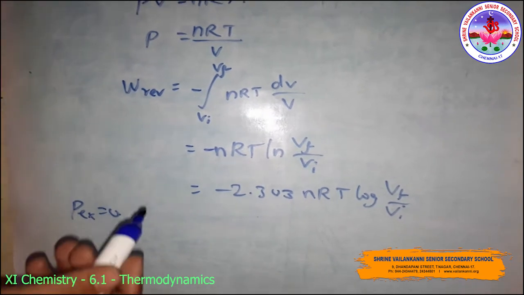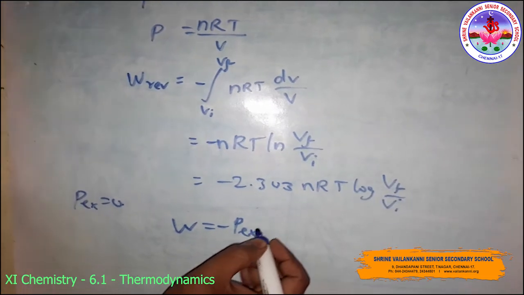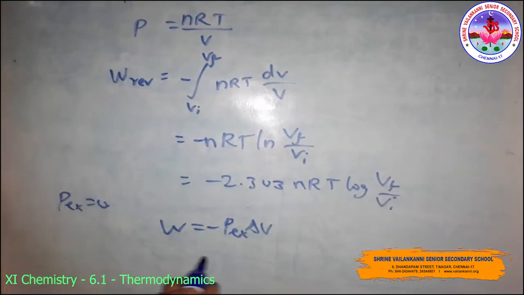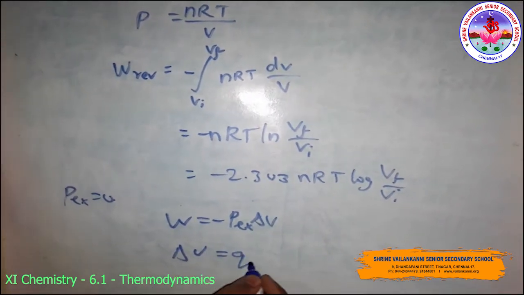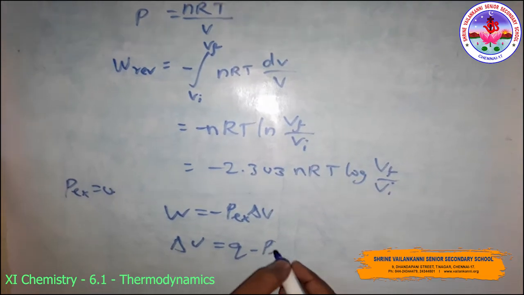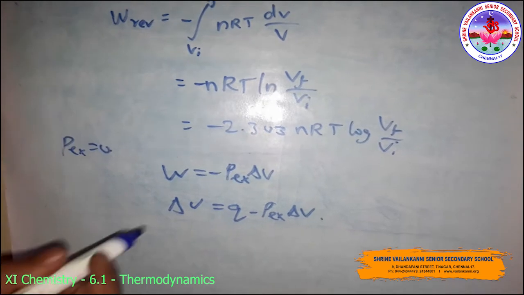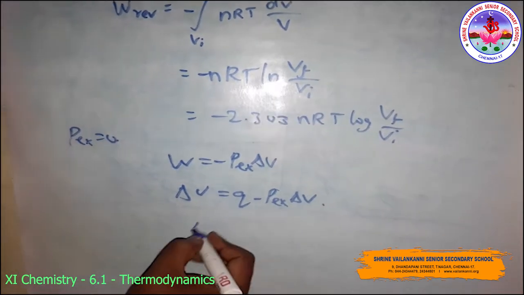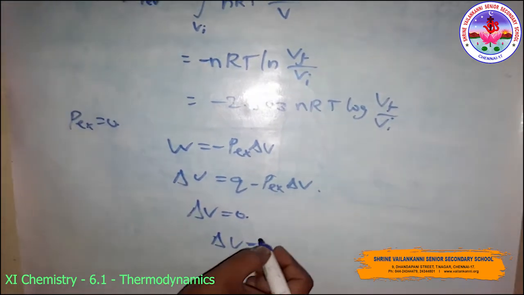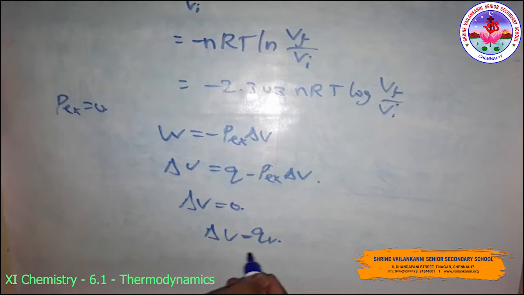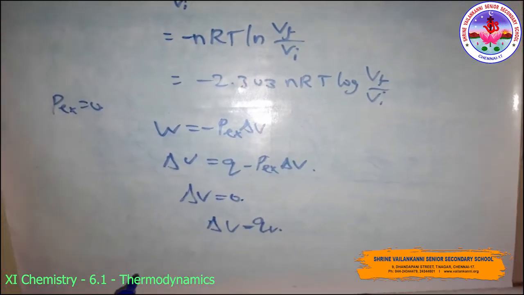Now we have already seen that W is equal to minus P external times delta V. Substituting this value in the equation, delta U is equal to Q minus P external times delta V. If the process is carried out at constant volume, delta V is equal to 0, so delta U is equal to QV. The subscript V denotes that heat is supplied at constant volume.